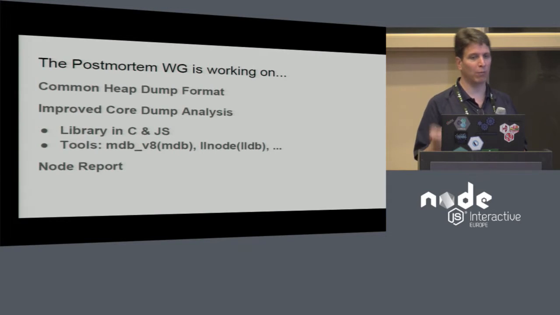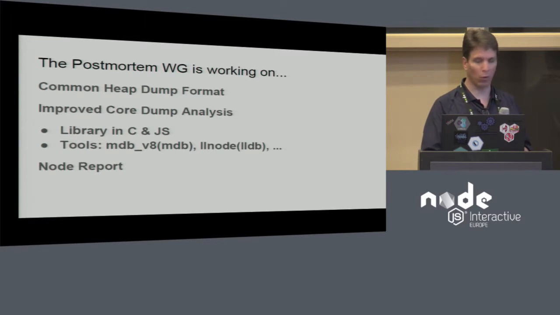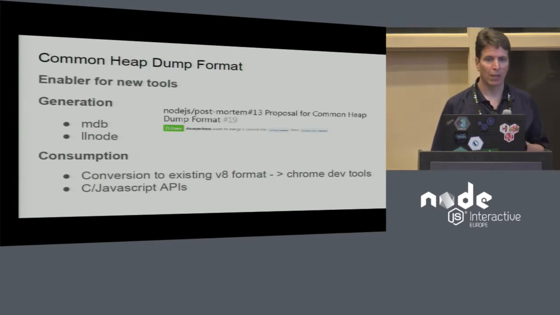As I mentioned before, improving core dump analysis. So taking the tools, making sure they're cross-platform and more consistent. And then building libraries, both in C and JavaScript being key because we're a JavaScript community, and the more people who can write these extensions, the better. And then finally, Node Report, which is a lightweight dump.